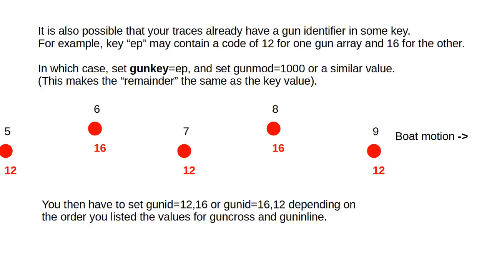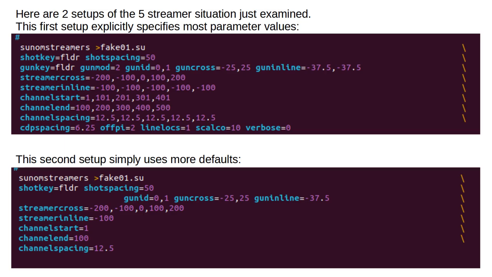It might be that your traces have an actual gun ID in some other key. That value might be called the source code or something like that. It might be in the SegY trace header somewhere. Okay, it is about time you get a look at the setup of sunomstreamers. In fact, here are two setups.